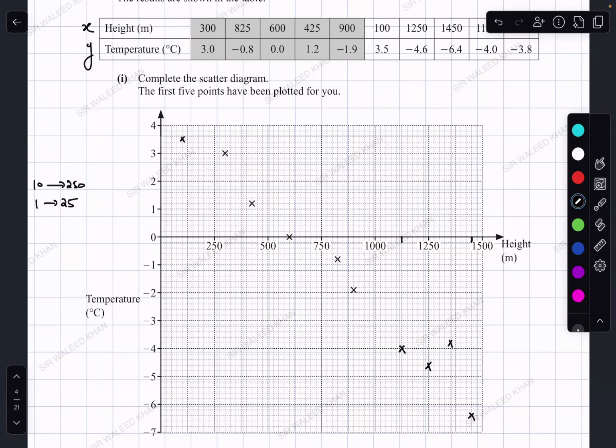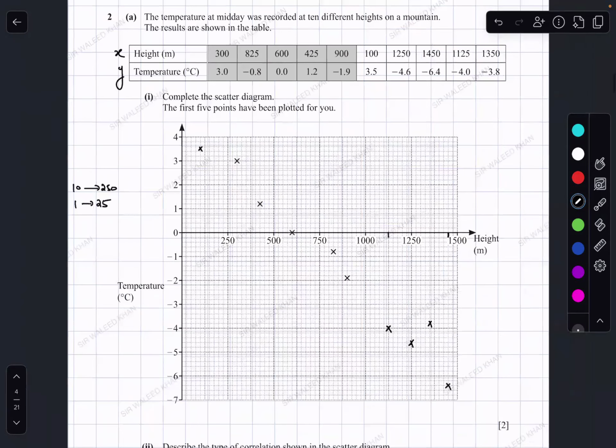Everyone share your scatter plot with me. Those who have done it, share your scatter plot with me. Be quick. Yes, Ismail, you can. You should.